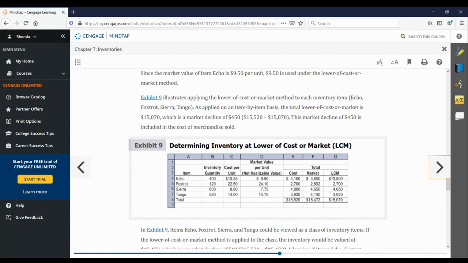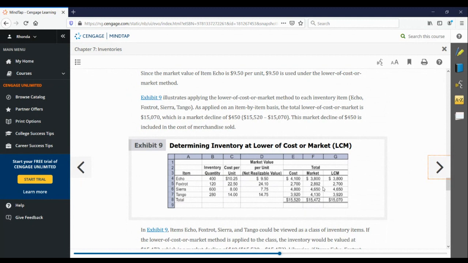So what we place in the lower of cost or market column is whichever is lower, the cost of the Echo or the market value. In this case, the market value, or the net realizable value, is lower than the cost. So we're going to choose the market as the lower amount, which is $3,800.